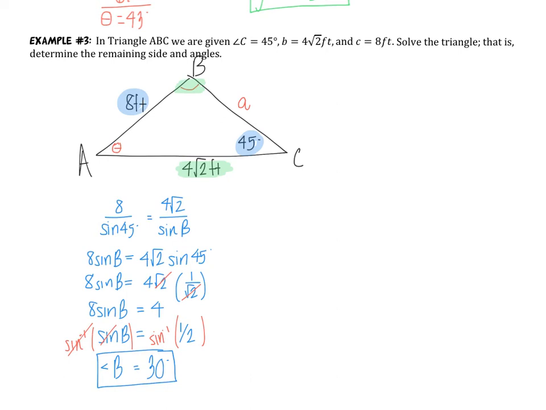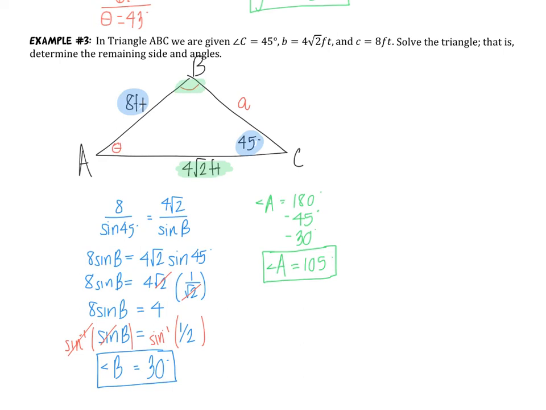So we now have angle C, angle B. We can easily find angle A because a triangle adds up to 180. So angle A is going to equal 180 degrees minus angle C minus our angle B. So angle A is actually 105 degrees. Okay, so we're almost done. All we have left is finding side length a.